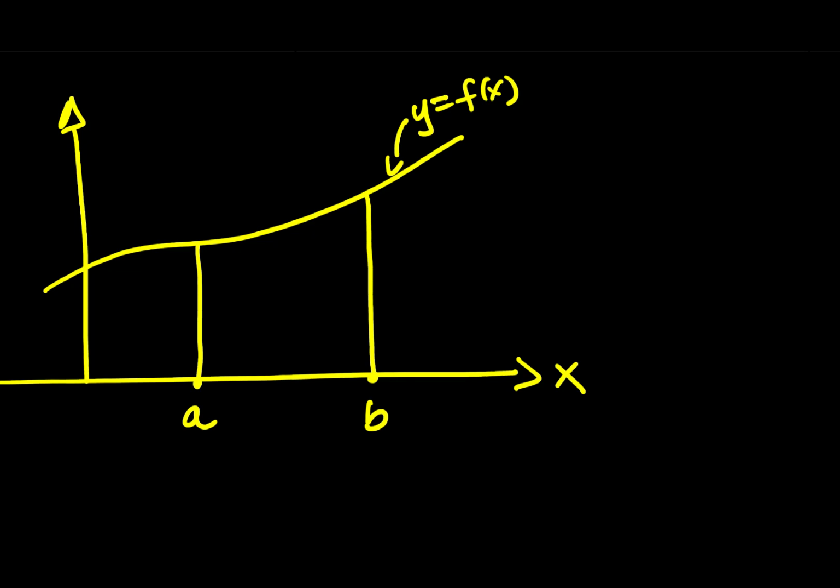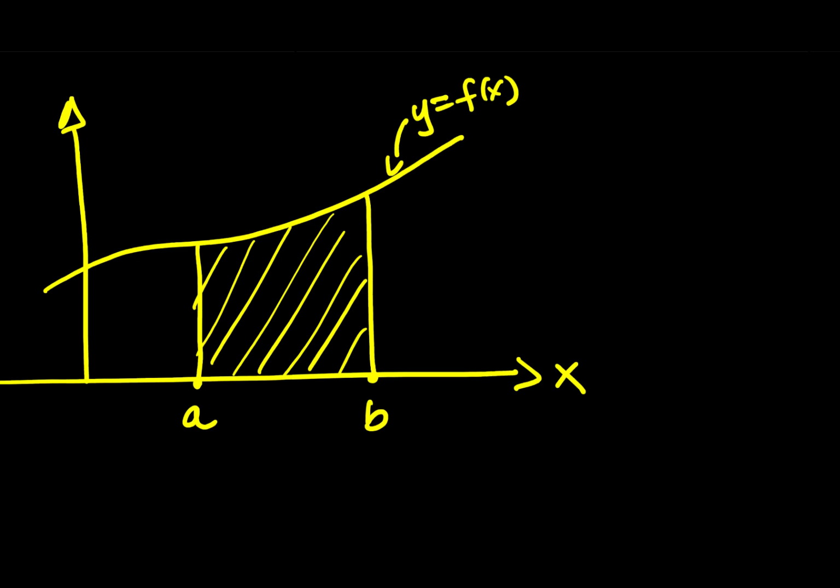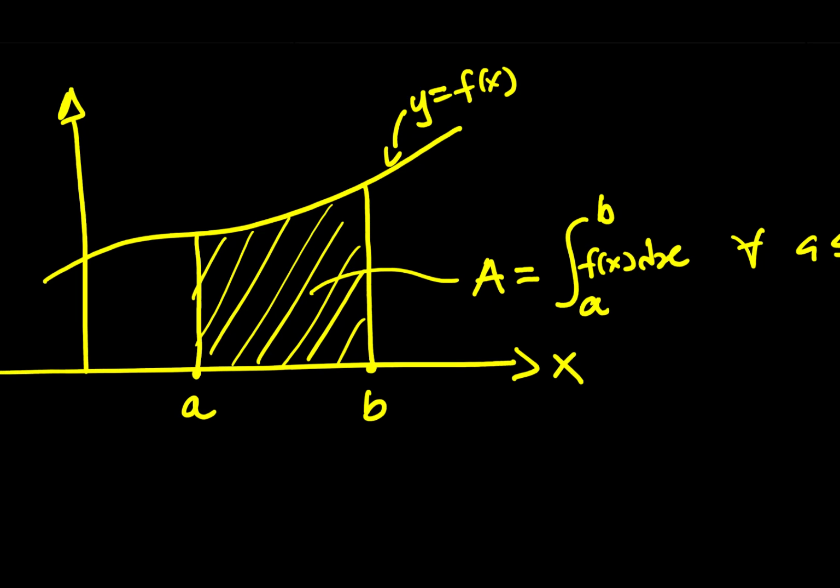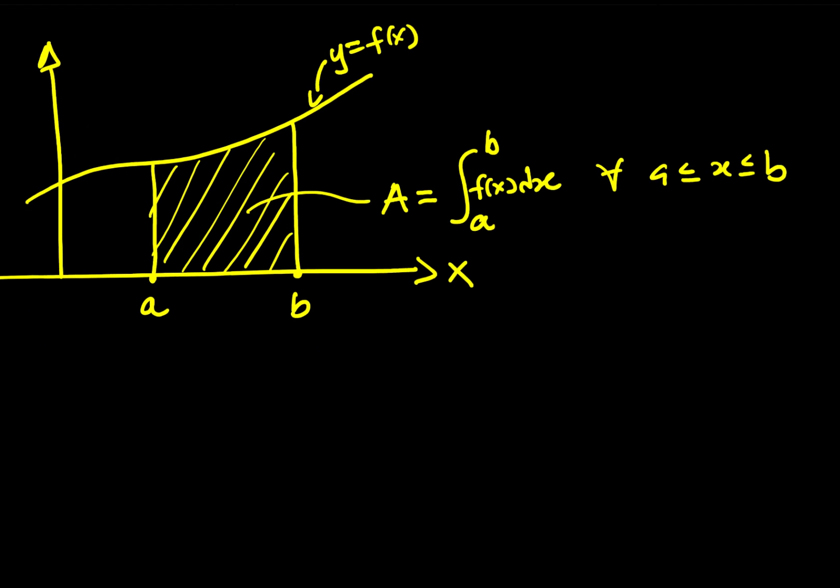Now, I'm not really going to go into details on how this came about, the derivation, which is actually kind of fun. The area here, A, is totally given by the integral from A to B of f of x dx. In other words, integration provides a means through which we can calculate the area bounded by a graph as long as A is less than or equal to x, which is less than or equal to B.